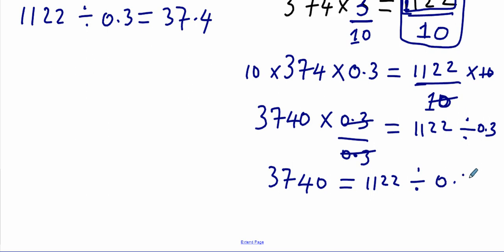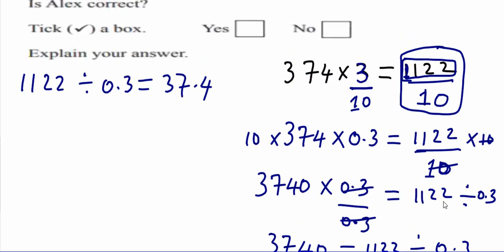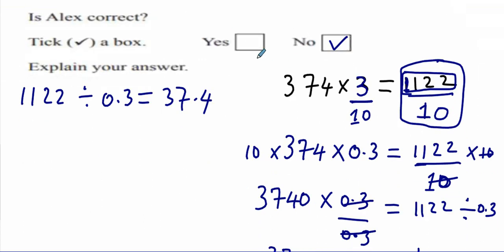divided by 0.3. So, in conclusion, we say 1122 divided by 0.3 is equal to 3740 and not 37.4. So here, the question is: is Alex correct? Alex is incorrect. Okay? Explain your answer. How do we explain this?